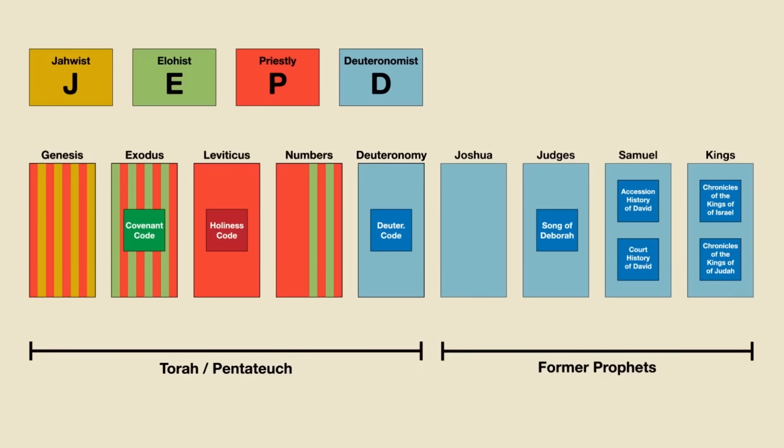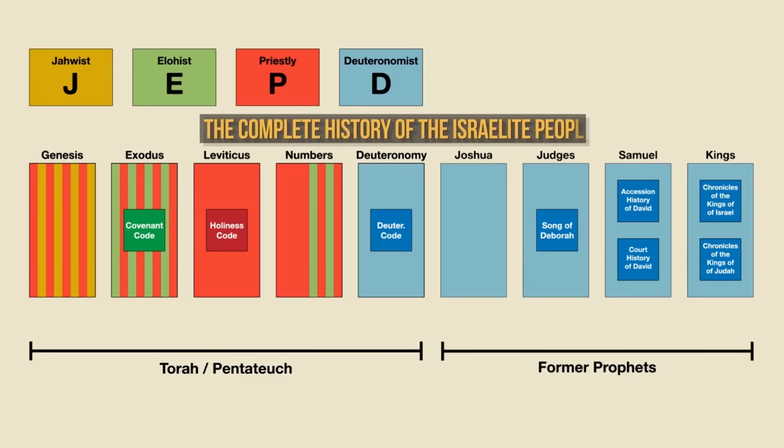So, as you can see, the Bible has many layers. Parts were combined with other parts, and then those combined parts were put together with other combined parts to make even longer parts, and so on. The final result in this part of the Hebrew Bible was 9 books that tell the complete history of the Israelite people, from the creation of the world to the fall of Jerusalem.